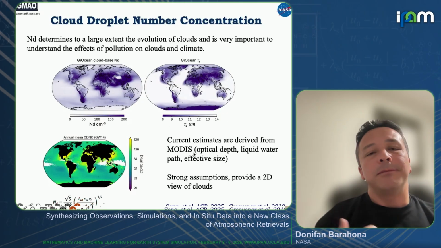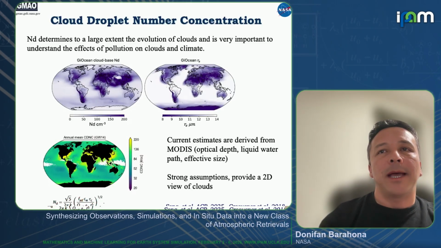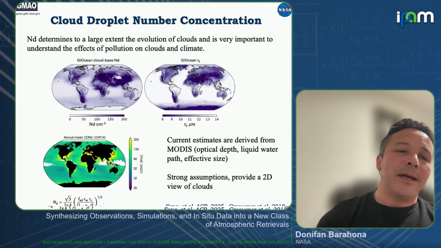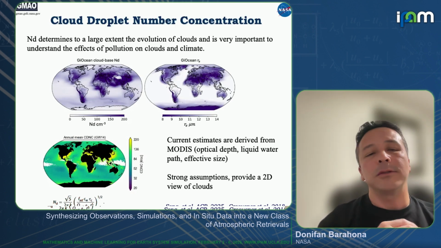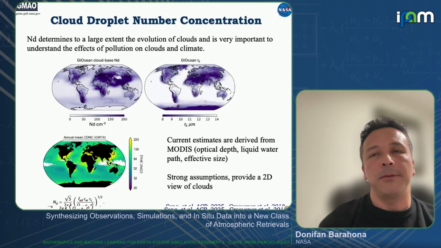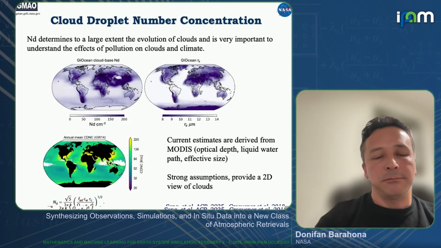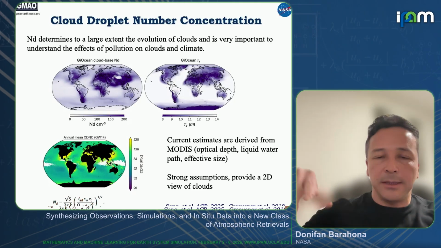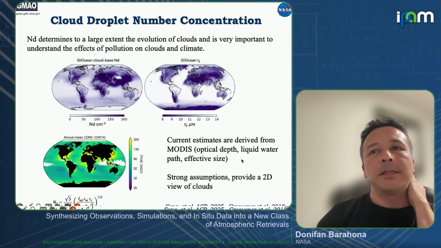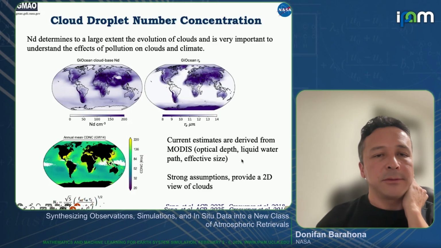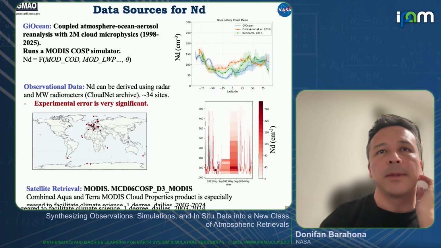Current estimates are derived from MODIS, using either optical depth, liquid water path, effective size, things like that. We will argue that to derive that directly, you have to introduce strong assumptions about how the cloud field looks, the cloud structure, and how things evolve. And also because MODIS is essentially a radiometer flying on top of the atmosphere, it provides only a 2D view of clouds, and we know that clouds are 3D.